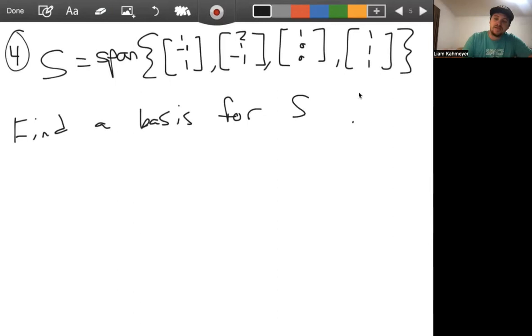Well, we have a spanning set, but of this spanning set, how do we know which of them are linearly dependent on the others, right? Because a basis, remember, by definition, a basis is a linearly independent spanning set.